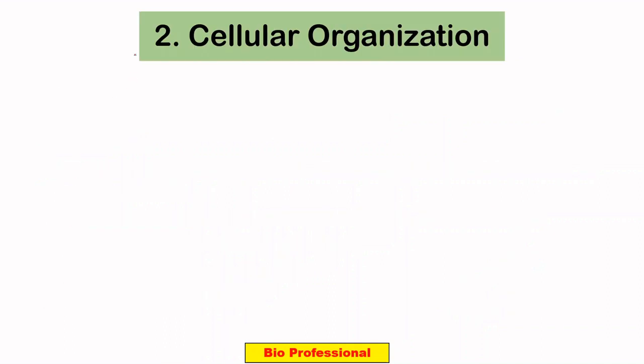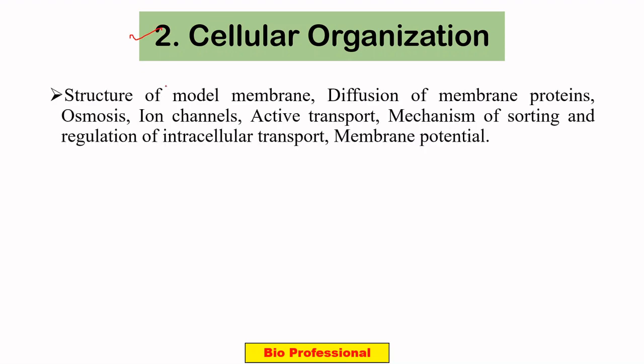Now let us move on to the cellular organization. Here you can see there are structure of model membrane, diffusion of membrane proteins, osmosis, ion channels, active transport, then mechanism of sorting, and regulation of intracellular transport. It doesn't matter which background you are from, the basic concepts of cell biology you have already studied, and it will not be so tough for you to prepare this part, and there will be questions from this part as well.